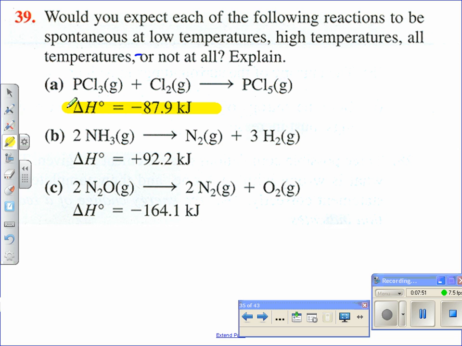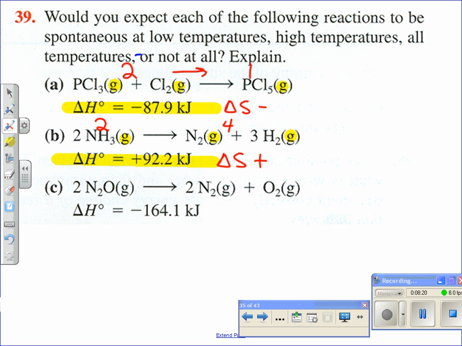Look here. Delta H is negative. What's my delta S? Well, first thing I look at is gas, gas, gas. I can't use the SLG rule. I have 2 moles on the left, 1 mole on the right. Means my delta S value is negative. That is going to be spontaneous at low temperatures. Next one. Gas, gas, gas. Delta H is positive. Delta S is also going to be positive because I have 2 moles here, 4 moles there. Therefore, it's going to be spontaneous at high temperatures.